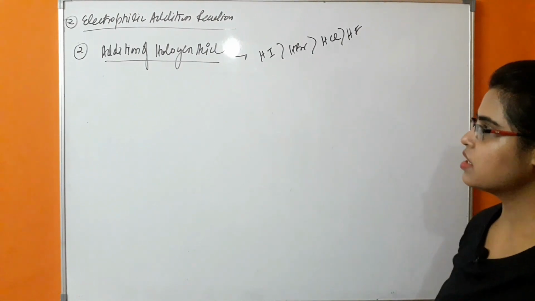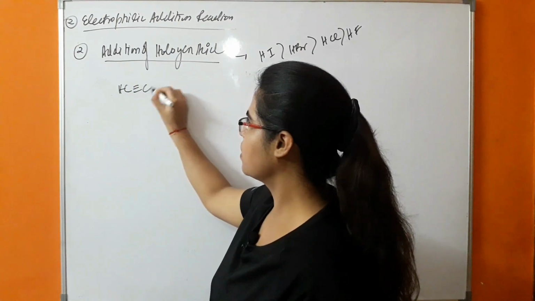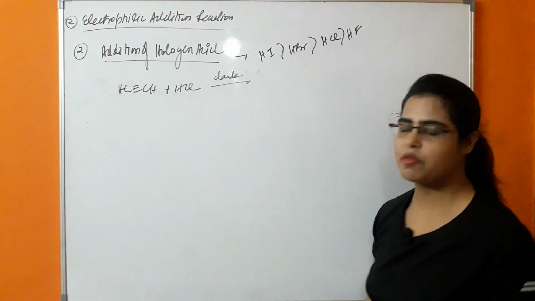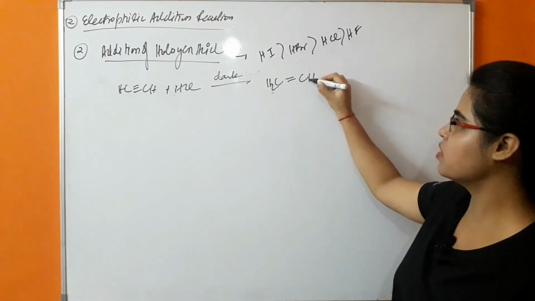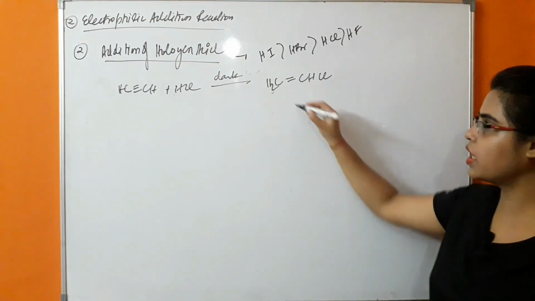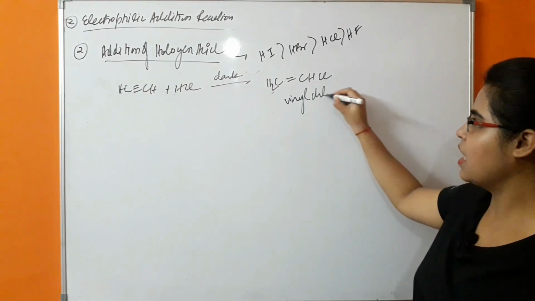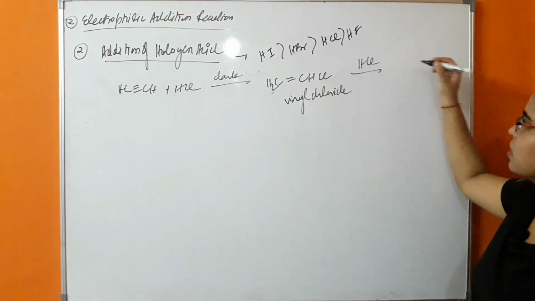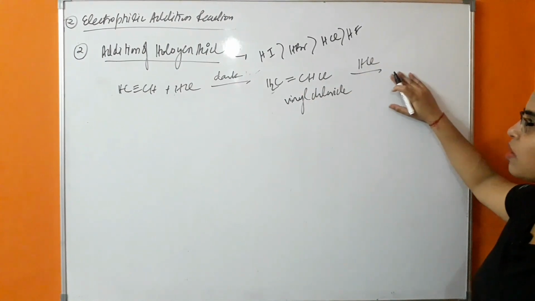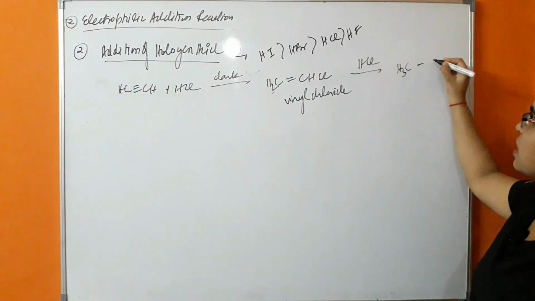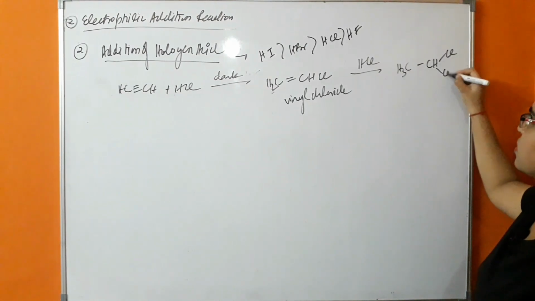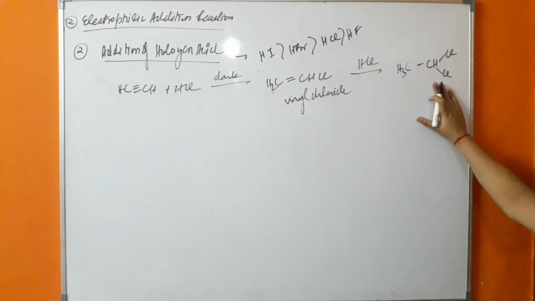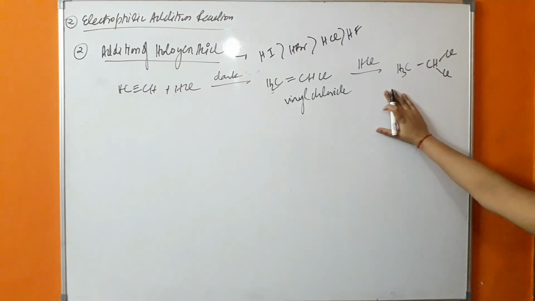So what will be happening in this case? When acetylene reacts with HCl in dark, there will be formation of CH2 double bond CHCl. This is vinyl chloride. Further, when this HCl reacts with this compound, so what will be happening? CH3 CHCl2. So there will be formation of gem halide. In this case, this reaction is occurring in the dark.